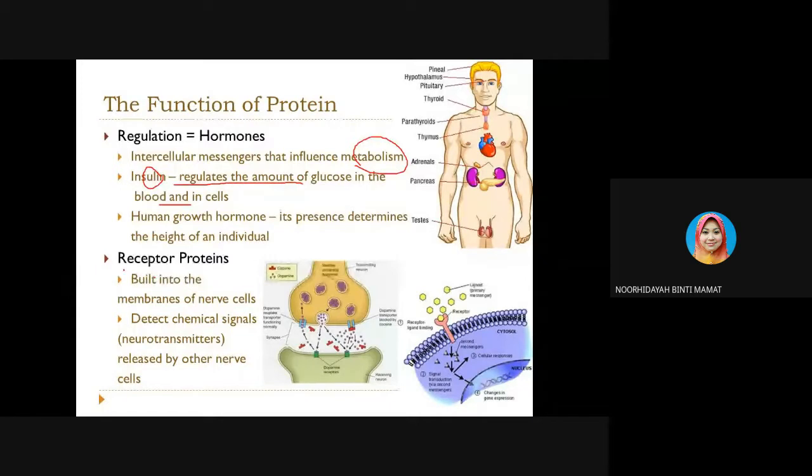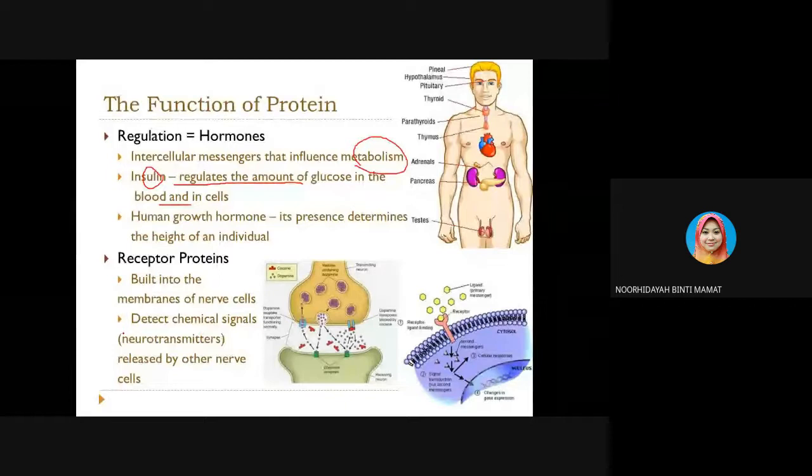All right. The other one is receptor proteins. They are built into the membrane of nerve cells, and they can also detect chemical signals. We call them neurotransmitters. In the third year, you will learn about the neurotransmitter. Shafiq already learned about this one.